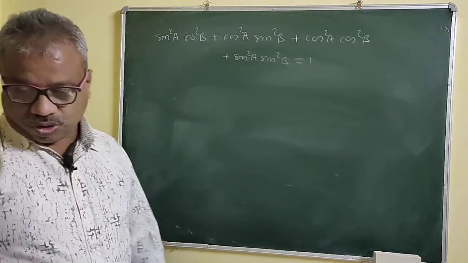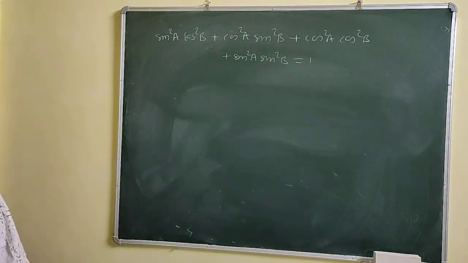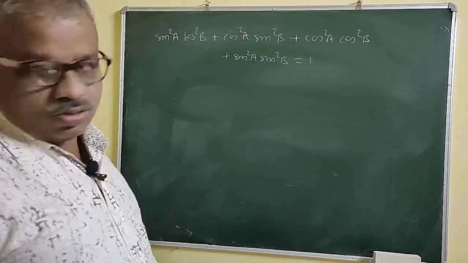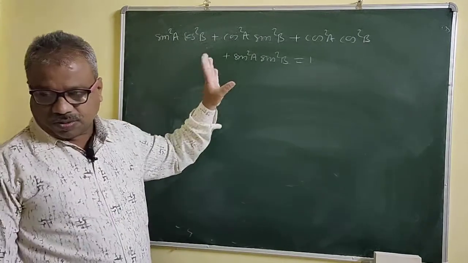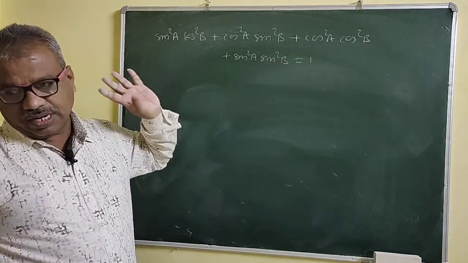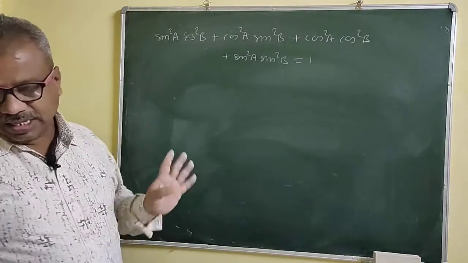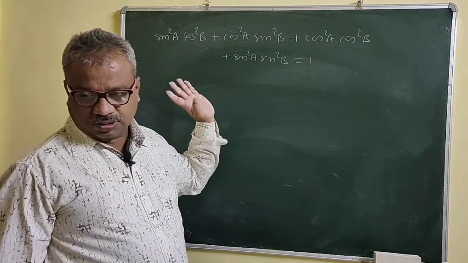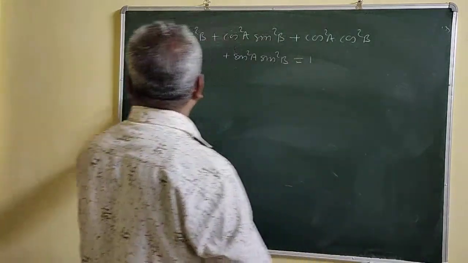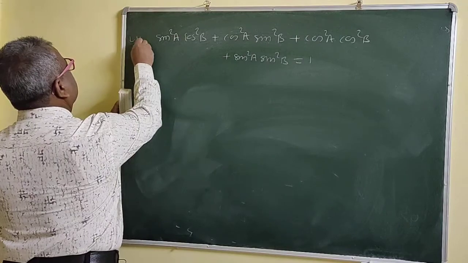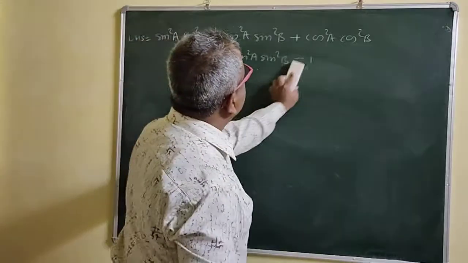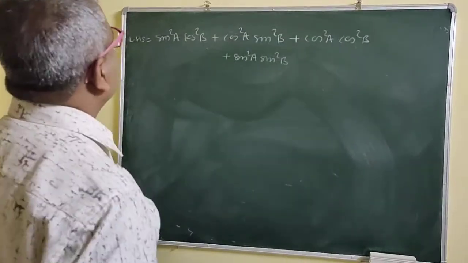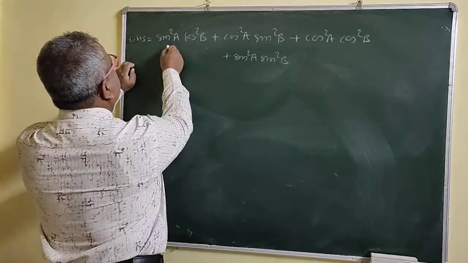So now see, there are 4 terms, right? If you see such type of problems, they look very complicated, but such problems are very easy. So we will take the LHS because there is no option; if you take the RHS, we don't have the option. So we'll take the solution. Take LHS. LHS is equal to, see, this is sin square A cos square B.